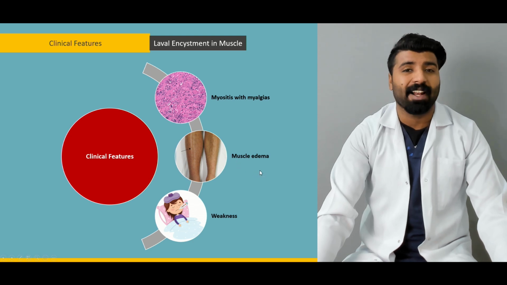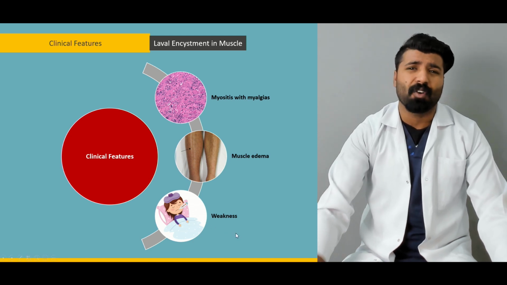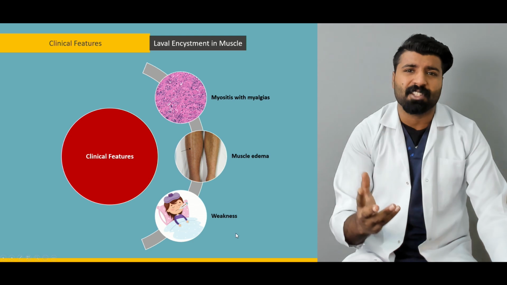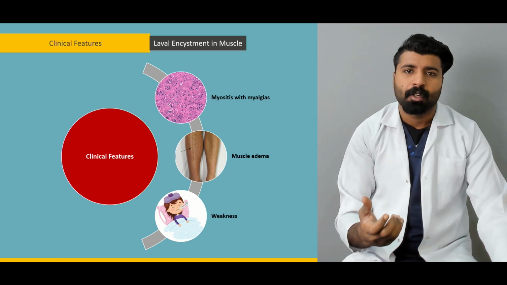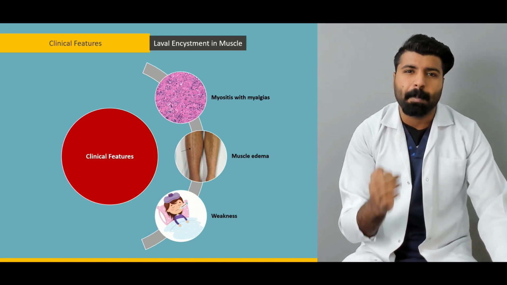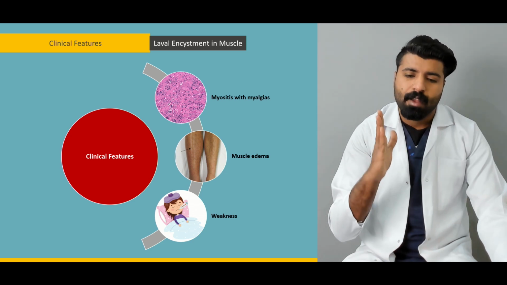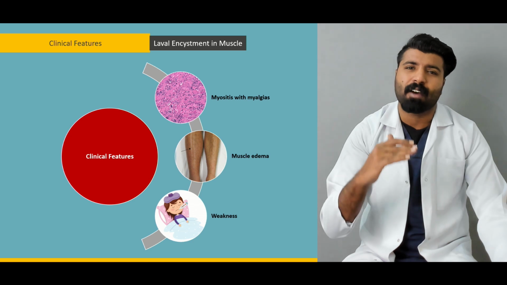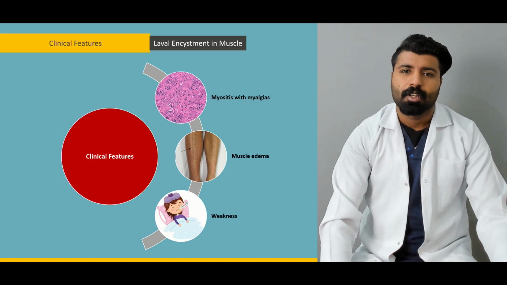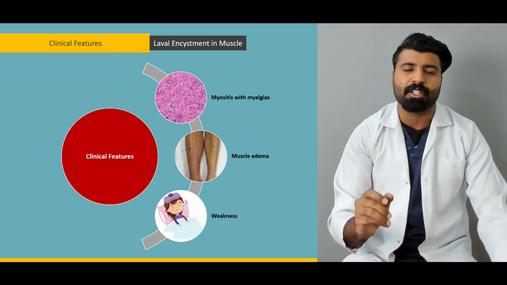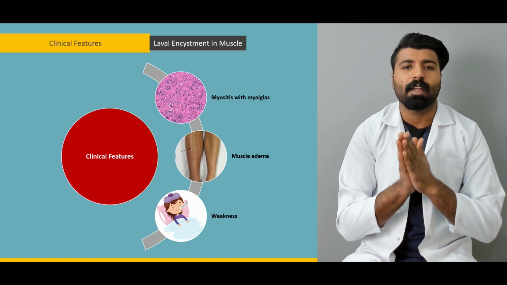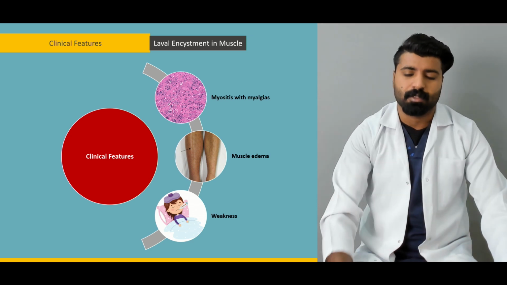You'll have this muscle edema. Muscles will be inflamed because of this larval encystment there, and you will have weakness because your muscles are down, your muscles are infested, your muscles are infected. You're not going to have that optimum muscle activity or capacity. So you will have weakness, you will have fever, you will have arthralgias. So these three are the clinical features of larval involvement with the muscles.